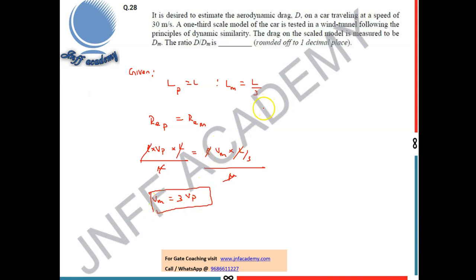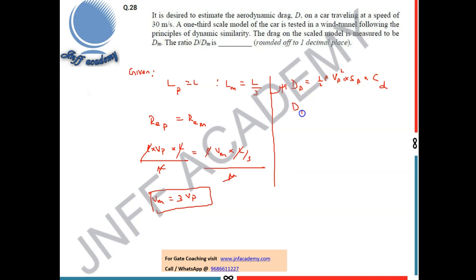Now what is asked in the question, how does the drag compare? So what is the formula for drag? Drag for prototype, right? Drag for prototype is equal to half rho Vp, prototype, square, into Sp, Sp is surface area, into Cd, right? So drag coefficient.